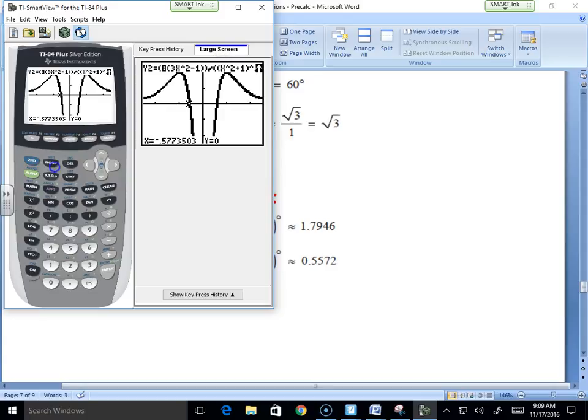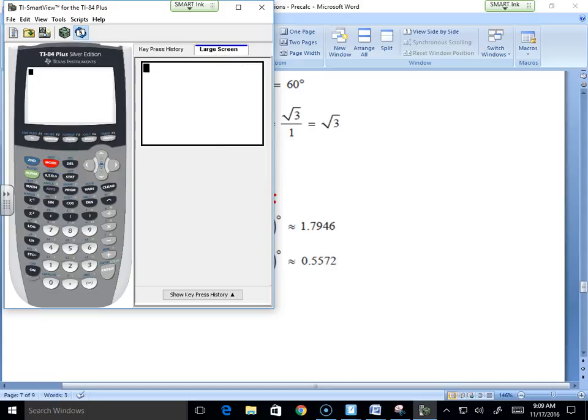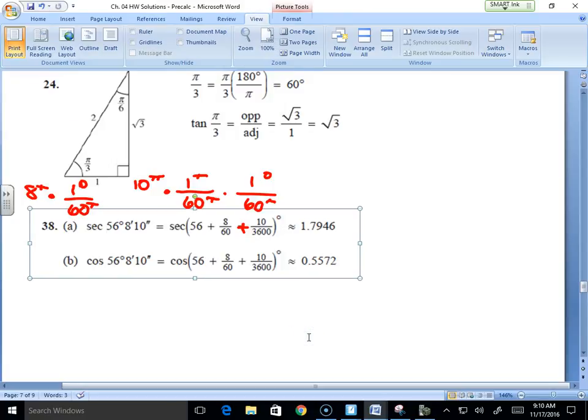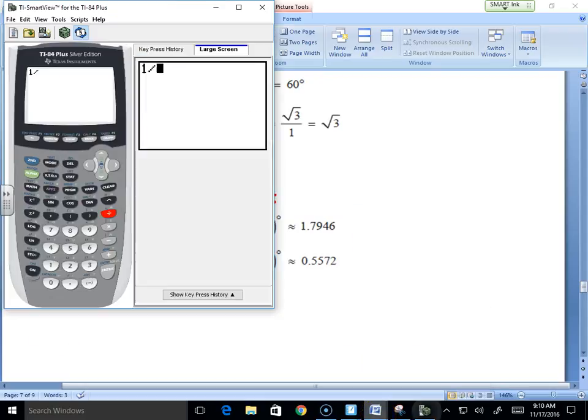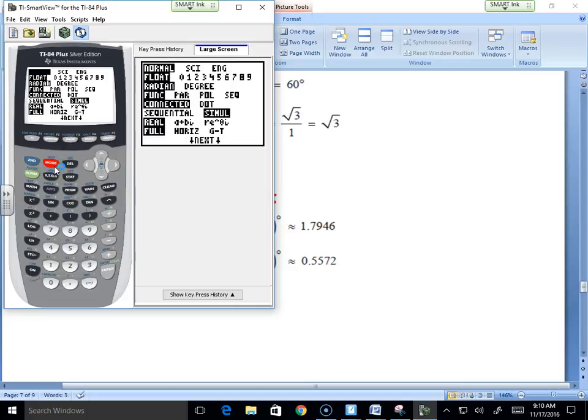If you're in your calculator, let me get rid of this nasty graph. If you're in your calculator, is there a way to do degrees, minutes, seconds? The problem with secant, right? Secant is 1 over who? Wait, is it secant? Yes. Okay, it's secant. 1 over cosine. Now we should be in degree mode, right? Degree mode, because this is a degree.